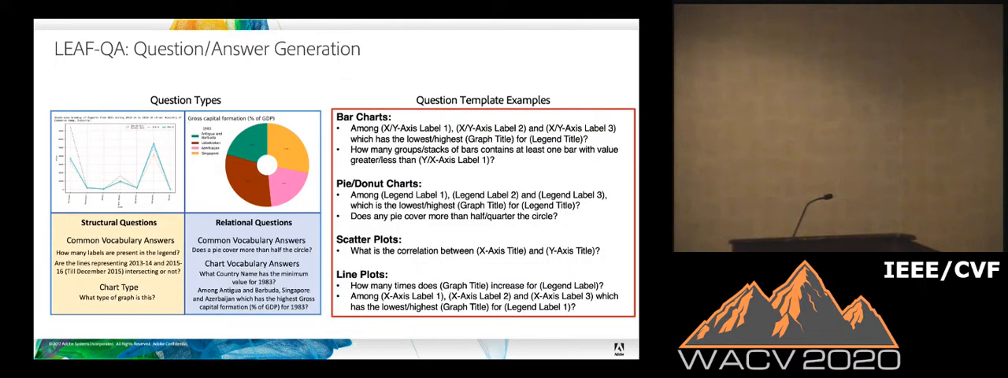For each chart image, we also generate lots of questions and answers. The questions are of two types, structural or relational questions. To each question, we have either a common vocabulary answer, which is a fixed dictionary answer like the prior corpus, or we have a chart vocabulary answer, the answers for which are to be given from the chart image itself. This is a peculiar nature of our corpus in which these chart vocabulary answers don't have a fixed dictionary, and for each chart image the answer needs to be given from that chart itself. The questions are generated using templates, and each question is paraphrased for more variation.